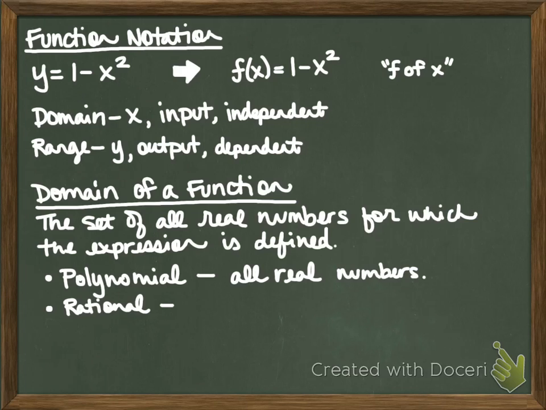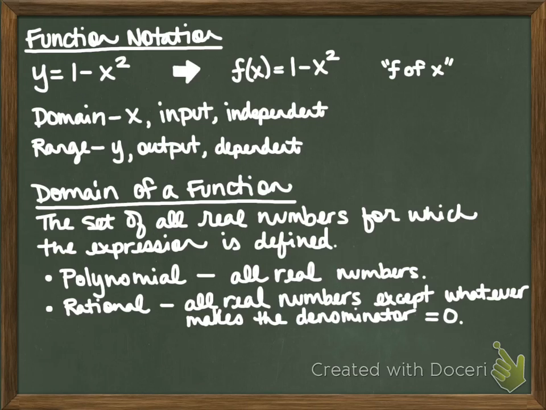Next is a rational function. A rational function looks like a fraction. It's got an x in the top and the bottom, or just in the bottom. And to find the domain of a rational function, we set the denominator equal to 0 and solve that equation. That will give us values that the domain cannot equal, because anytime the denominator is equal to 0, it's undefined.